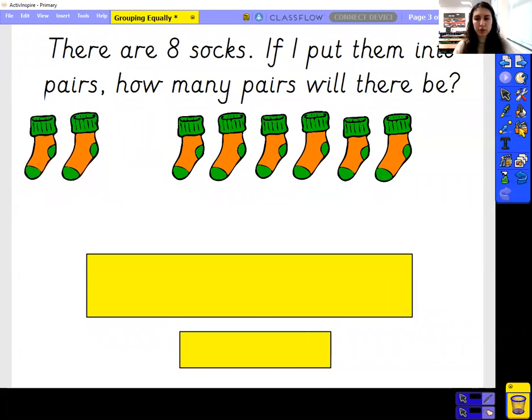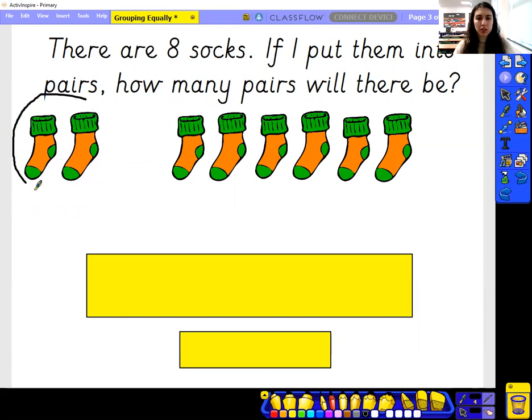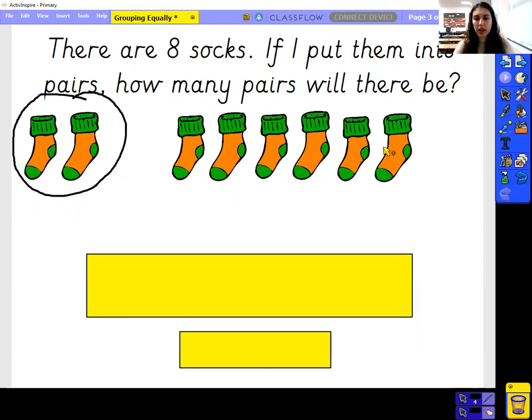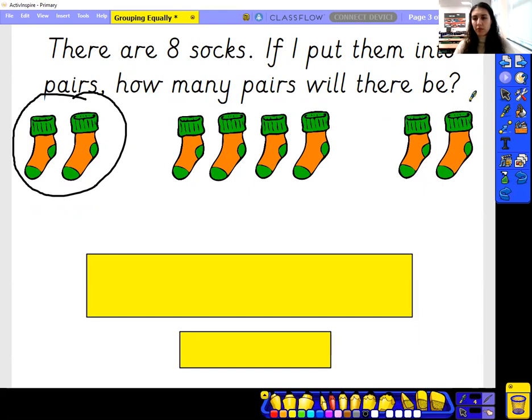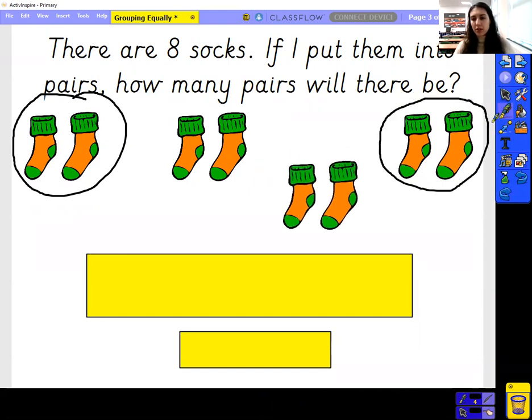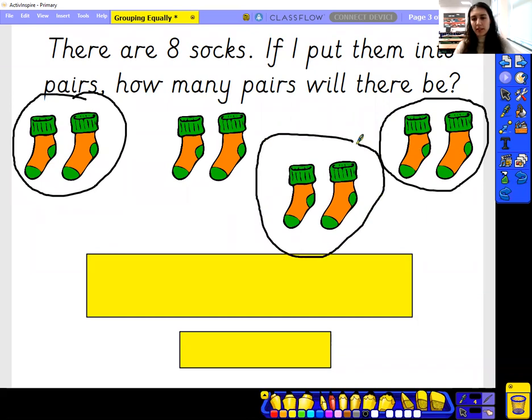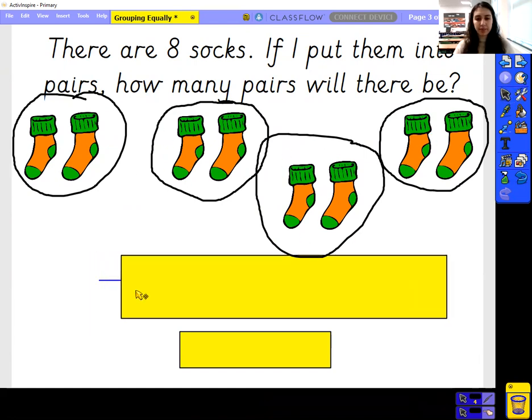Well, one group of 2 would be 2 socks. 2 groups of 2 would be 4 socks. 3 groups of 2 would be 6 socks. And 4 groups of 2 would be 8 socks. So if I had 8 socks and I put them into pairs or groups of 2, then how many pairs will there be? There'll be 1, 2, 3, 4 pairs.